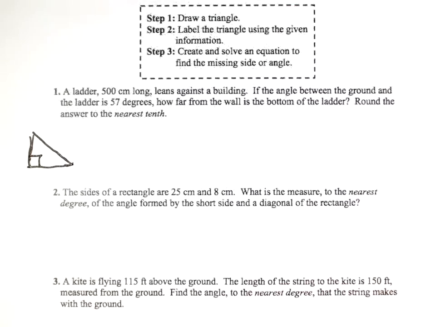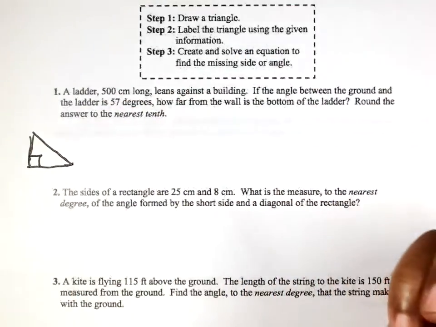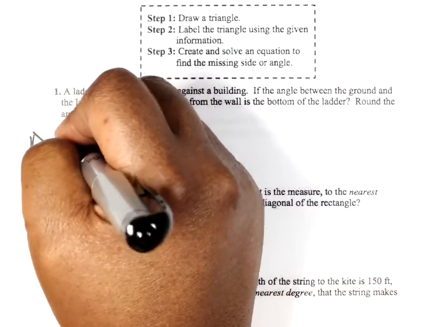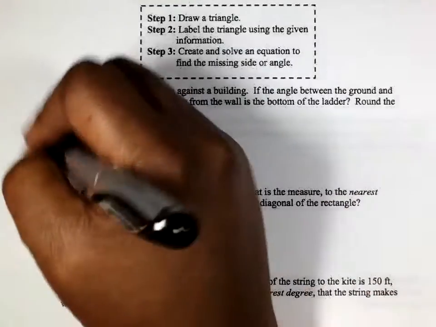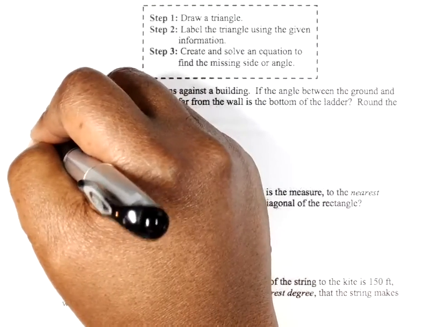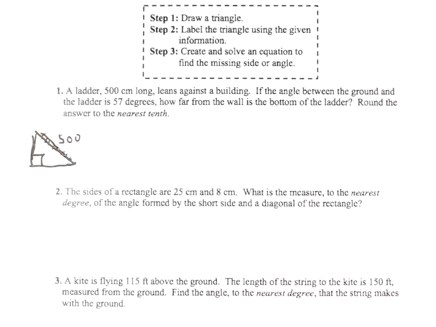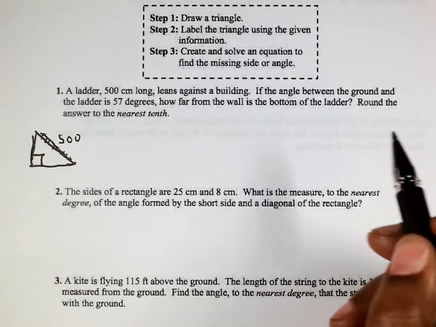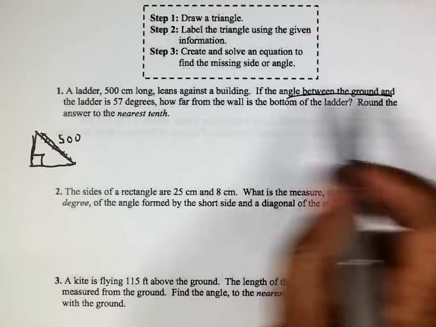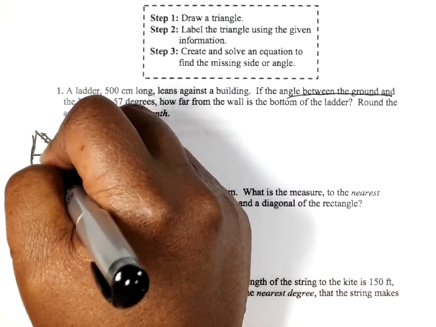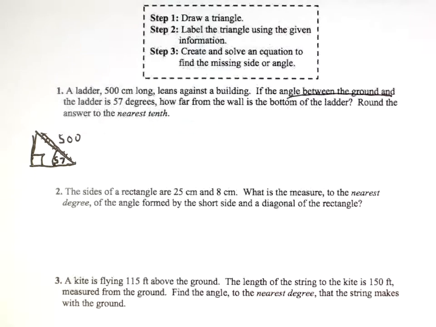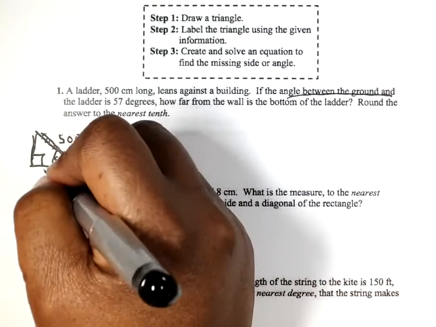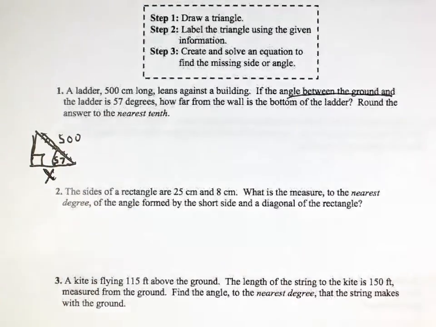So we have the ladder leaning against the wall, and it's 500 centimeters. That's how long this ladder is. And the angle between the ground and the ladder is 57. And what we're looking for is how far from the wall is the bottom of the ladder. So this is the missing piece that we're looking at.